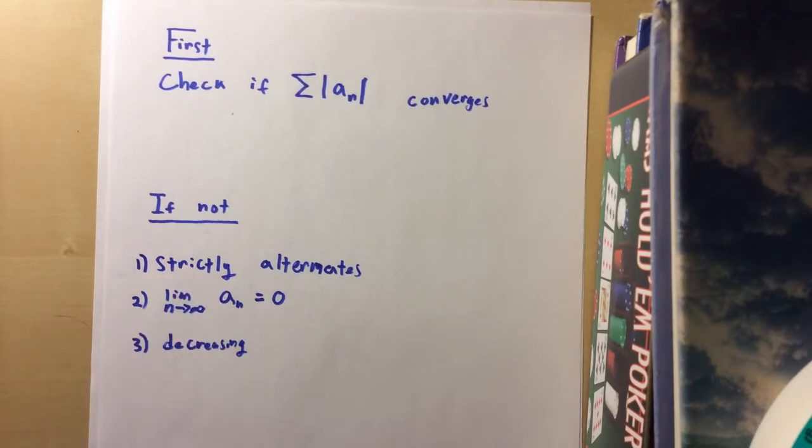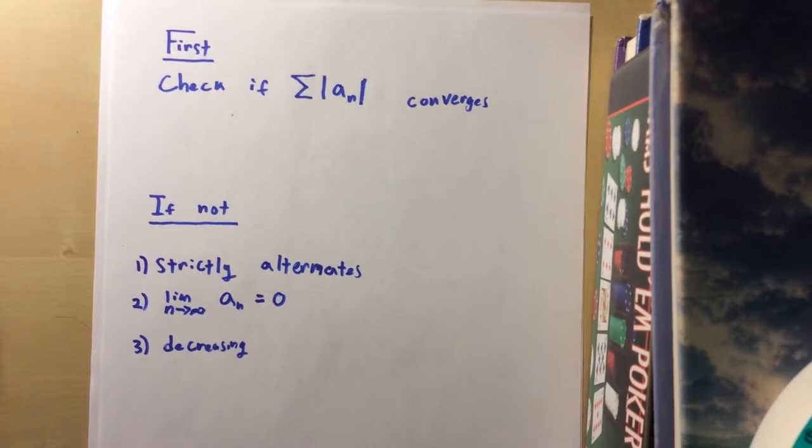And for conditional convergence to occur, we have to meet these three rules, which is the first thing is that our series strictly alternates. This means that every term switches signs, so we're adding a positive, then a negative, then a positive, then a negative. The next thing is that the limit as n approaches infinity of our a sub n is equal to 0. That's pretty much the nth term test. And lastly, our series has to be decreasing.